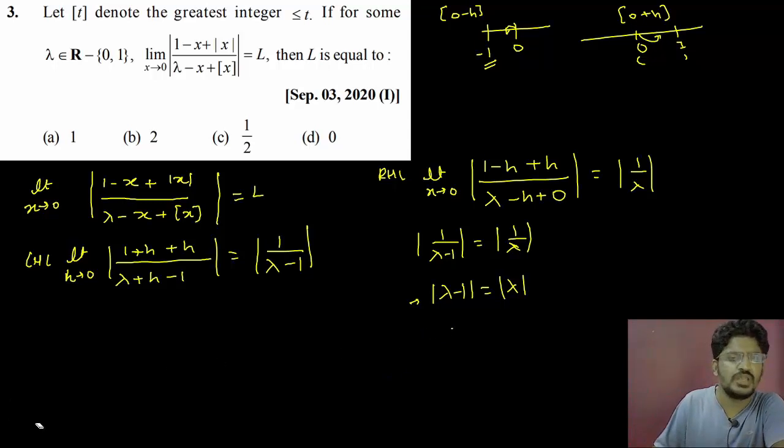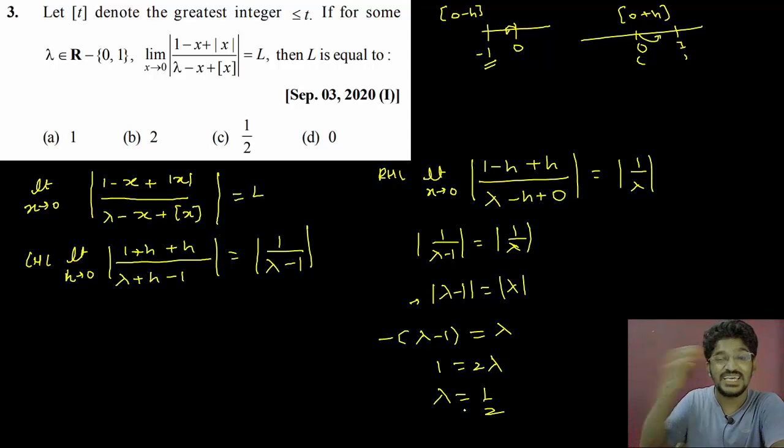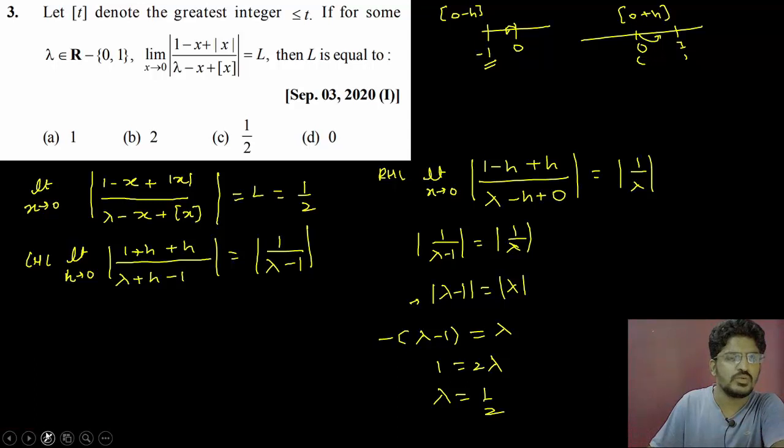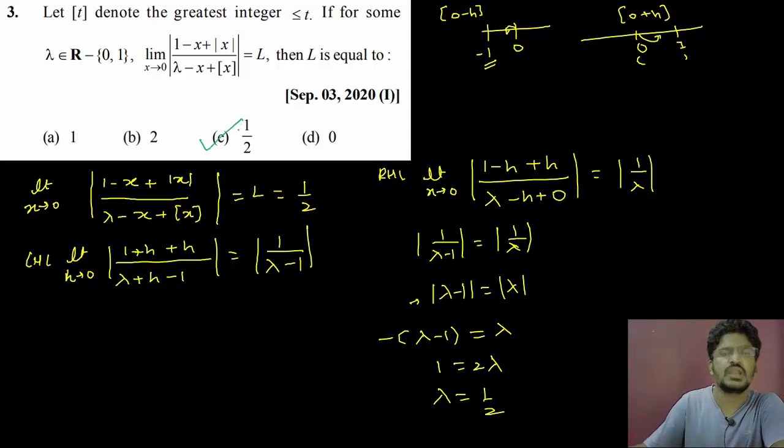This will be minus of lambda minus 1, minus of lambda minus 1 equal to, this is RHS term, no problem, lambda. So minus lambda, if you take it on this side it will be plus lambda, and minus into minus will be 1, 2 lambda. So therefore lambda is equal to 1 by 2. Hence you can just see that here L is equal to 1 by 2. Okay. So now you are going to get the answer as 1 by 2. Therefore the option C is right for problem number 3.